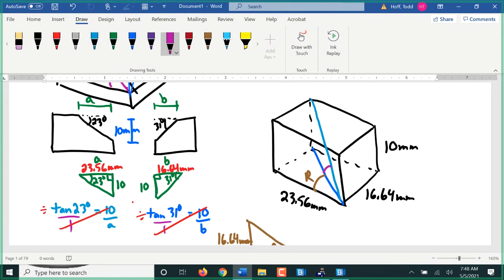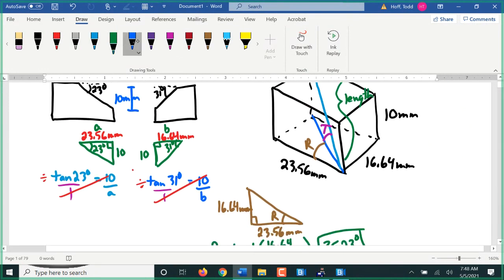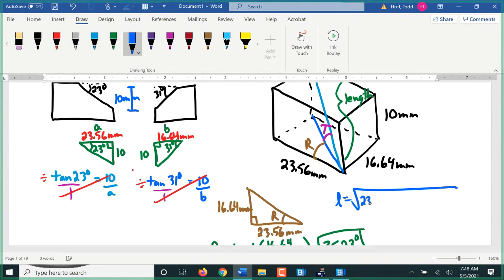Also want my angle of tilt, T, which is going to be down on bottom here this time. But to get T, I need to know, even though it's meaningless in this problem because I picked the 10 millimeter depth, I still need a length here so that I can use that ratio of sides to get T. So that length, 16.64 squared plus 23.56 squared plus 10 squared.